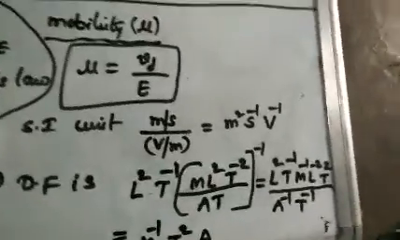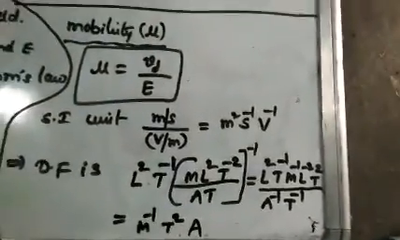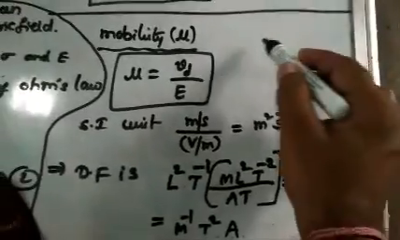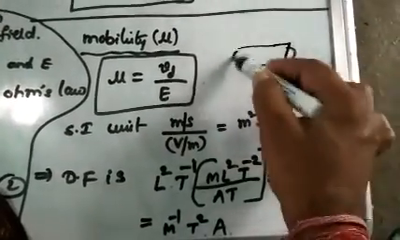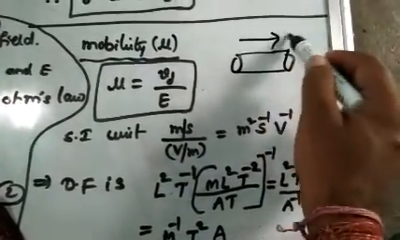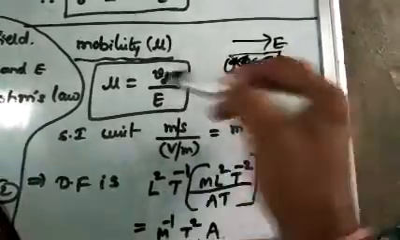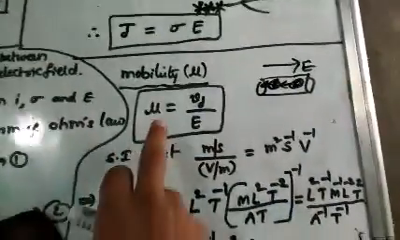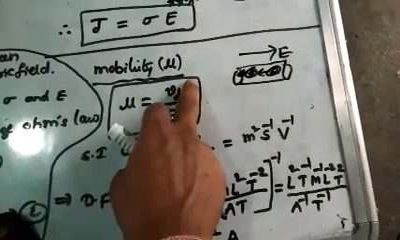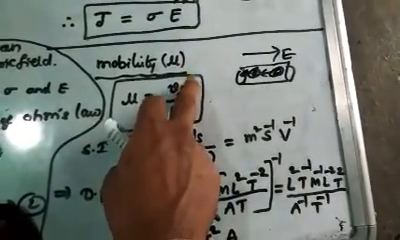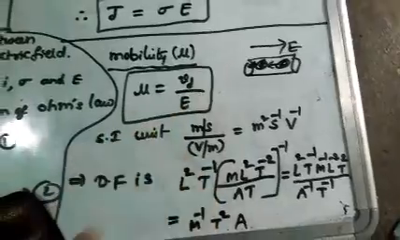Now coming to the simplest definition, which is useful for us: mobility. Electrons are moving in the conductor, opposite to the electric field. We know very well the electrons move opposite to the electric field. So mobility is drift velocity per unit intensity of electric field. Drift velocity of electrons per unit intensity of electric field is called mobility.